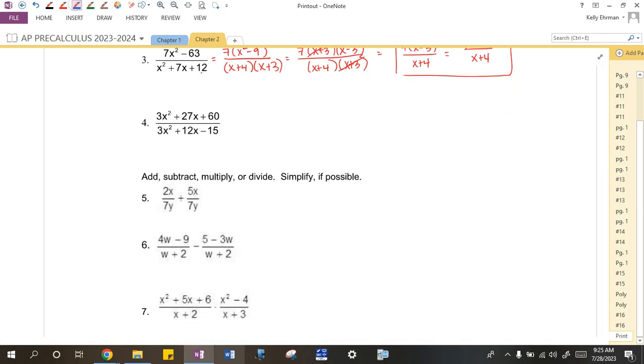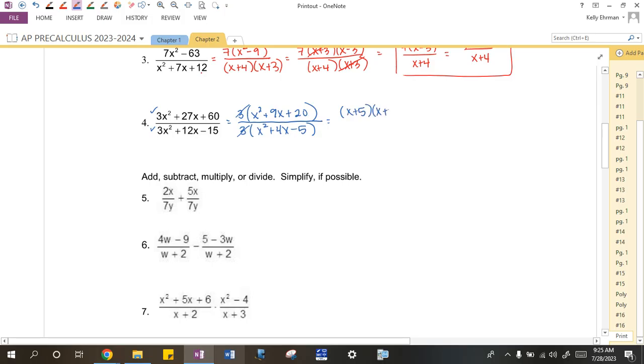Okay, number 4, always look for GCFs. If you have a coefficient other than 1 in front of your x squared, that's your first hint to be like, is there a coefficient or is there a GCF? There's not always, but if there is, you will save yourself a lot of time trying to figure out what the multiples are going to be. And luckily I can take a 3 out of both of these. So the 3 that I factored out is allowed to divide with the 3 that I factored out top and bottom. And then I can factor each of these trinomials.